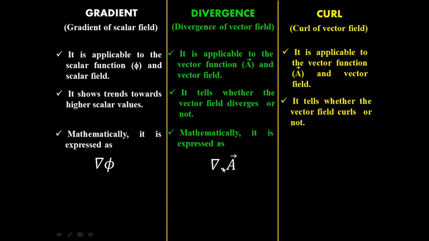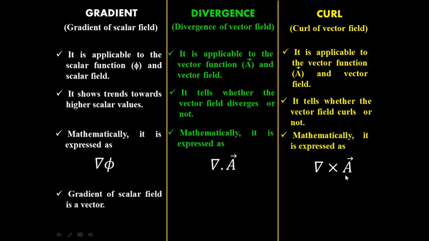Similarly, mathematically curl can be represented by the cross product of the del operator and a vector field, that is a vector. So del cross A is nothing but the curl. This is the mathematical expression of curl.